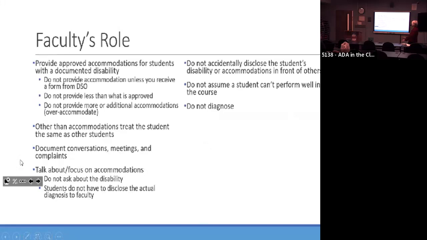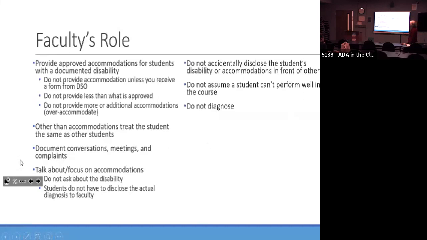Do not provide less than what's approved. Don't provide more than what's approved. Again, unless it's what you would do for anyone. If you would do it for anyone who asked, absolutely. That's your teaching style. Go for it.